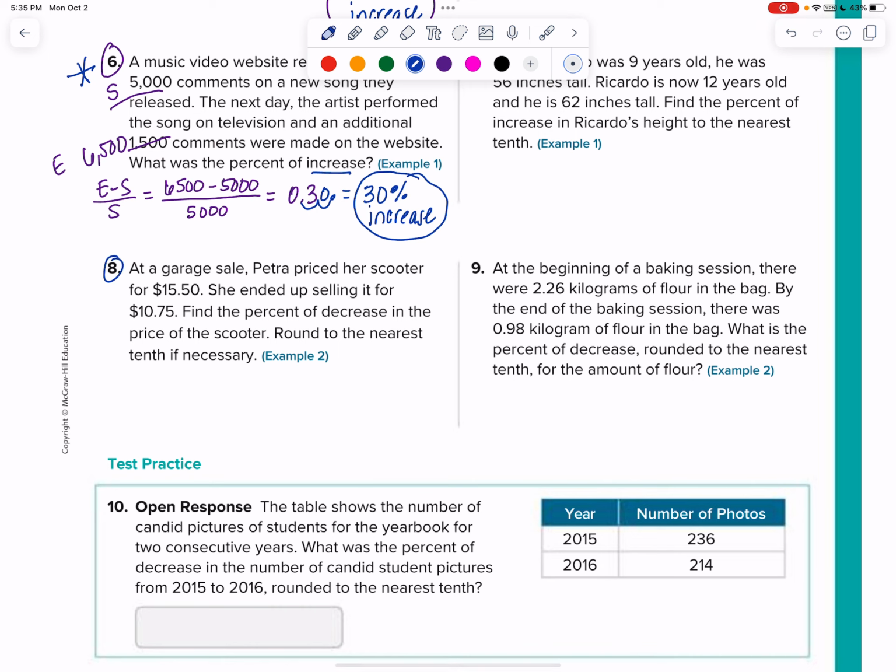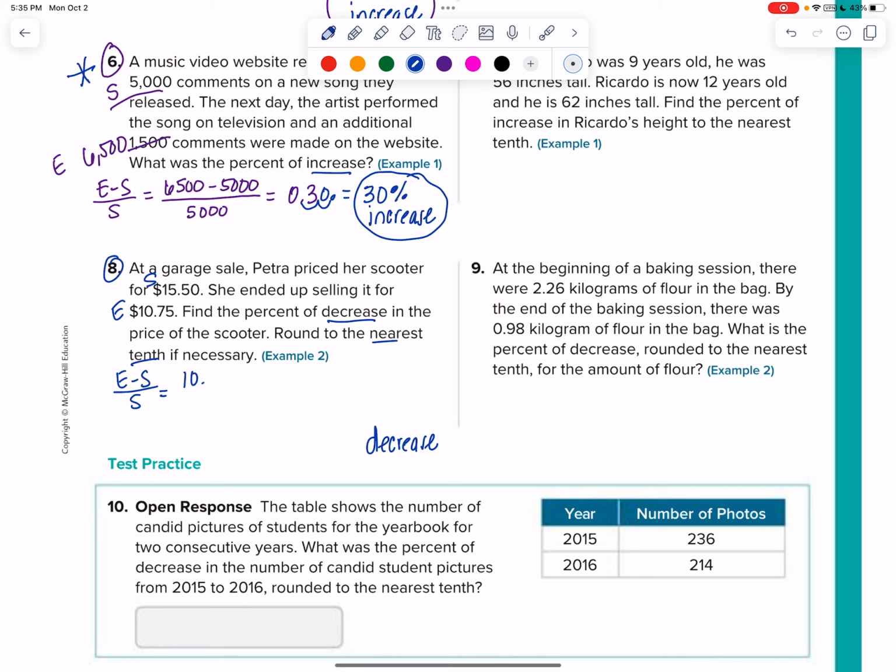All right, let's do number 8 together. Petra priced her scooter for $15.50, and then she ended up selling it for $10.50. Find the percent decrease. So start and end, yes, they are going down. I'm even going to write my decrease down here so don't forget. All right, so here we go. End minus start. It also says round to the nearest tenth, so that's important to be aware of. Over start. Let's go ahead and plug it in now.